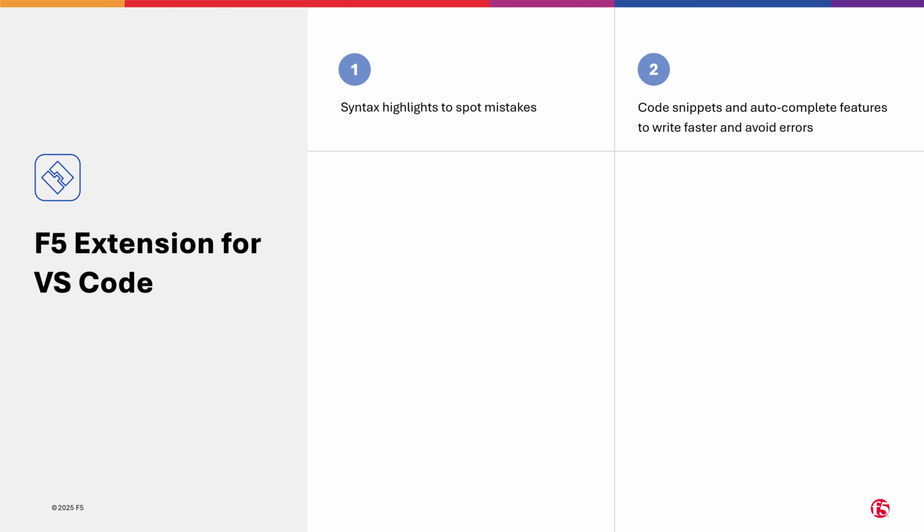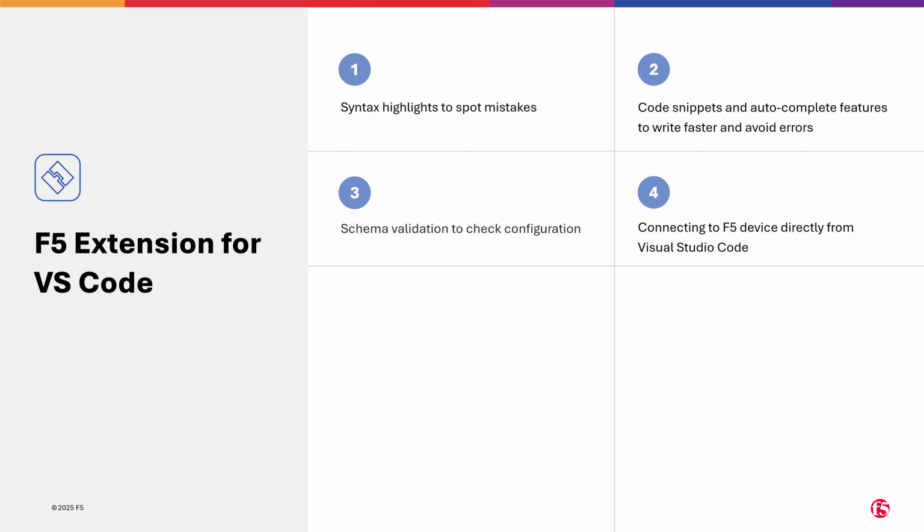Syntax highlighting, code snippets, and autocomplete features help you write code faster and avoid errors. Schema validation checks your configuration while you work to make sure it's correct. When you're ready to test, you can connect to your F5 device directly from Visual Studio Code. You can send configurations, get data, and manage deployments without leaving the editor.